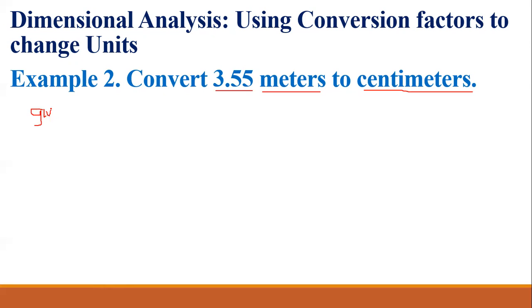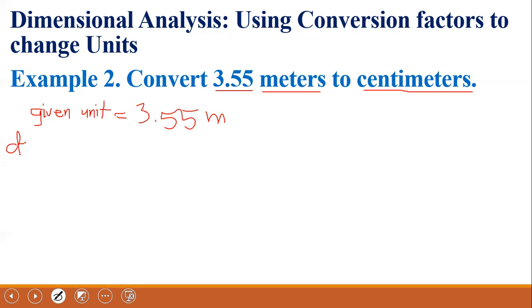So first, we have to determine the given unit, all right? And we said that it is 3.55 meters. And we also have to determine the desired unit, which is the centimeters, right? So the third step can also be referred to as unit tracking. Okay, this is generally the most challenging step in the dimensional analysis process.